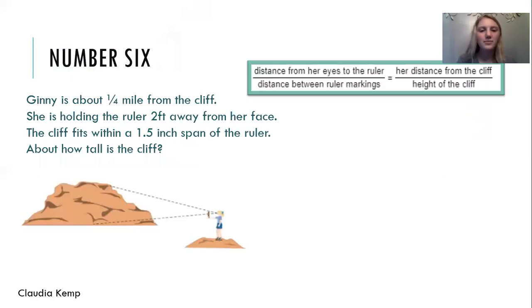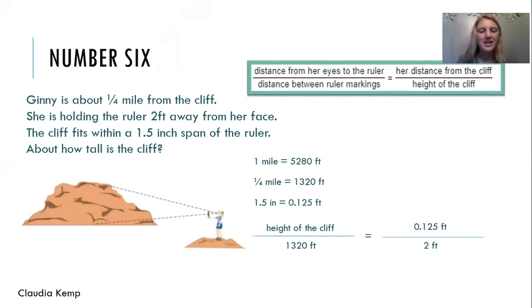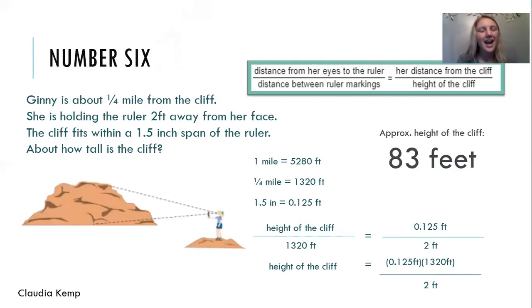So first of all, we will use this relationship or equation here to determine the approximate height of the cliff. And we've got all of these different values in the word problem, but we're going to convert all of them to the feet unit of measurement. So 1 mile equals 5,280 feet. 1/4 of a mile would equal 1,320 feet. And then 1.5 inches equals 0.125 feet. So we plug all these values into our equation, and we get this, and then we multiply each side by 1,320, like so, and we find that the approximate height of the cliff is 83 feet.